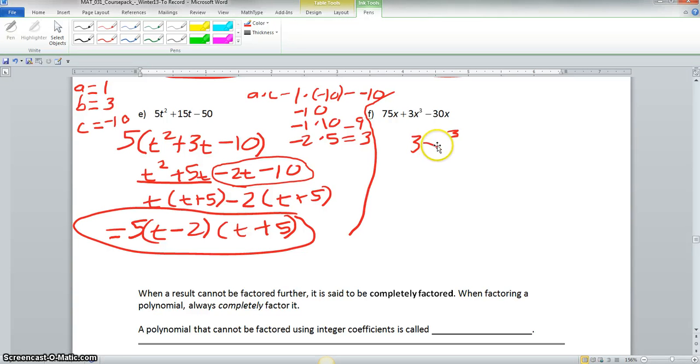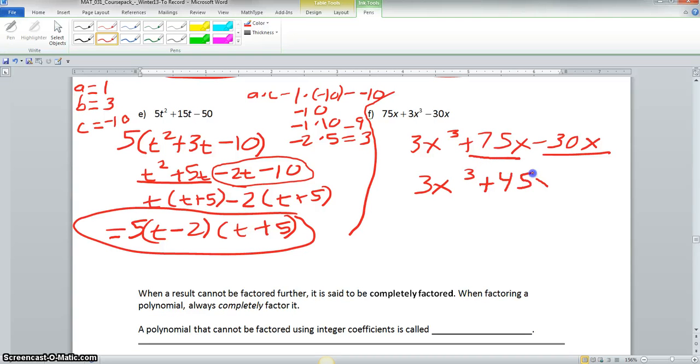Picking up where we left off, I said we need to organize this where we put the 3x cubed first, and then our next would be 75x minus 30x. Now, if you notice here, unlike the other problems that we had, we have like terms here. So we'll bring down our 3x cubed. 75x minus 30x is a positive 45x.